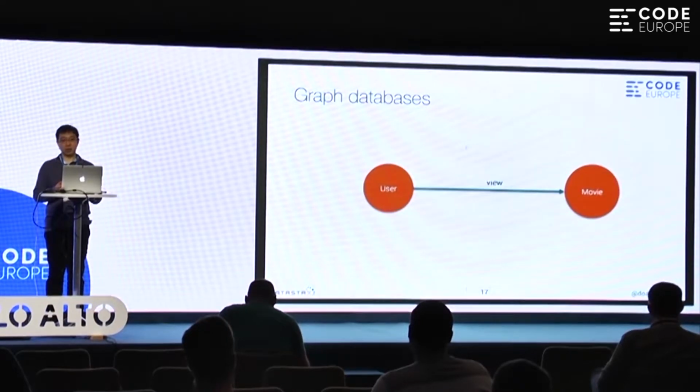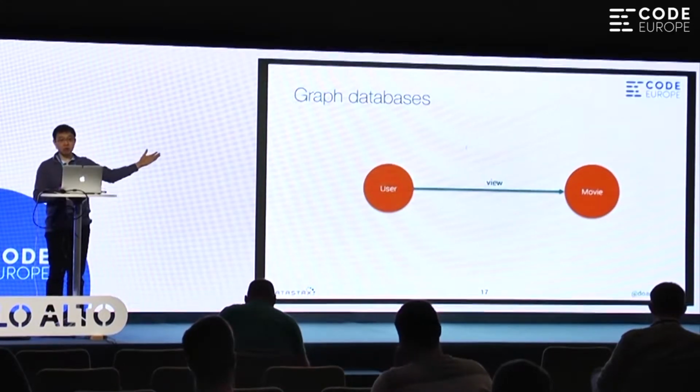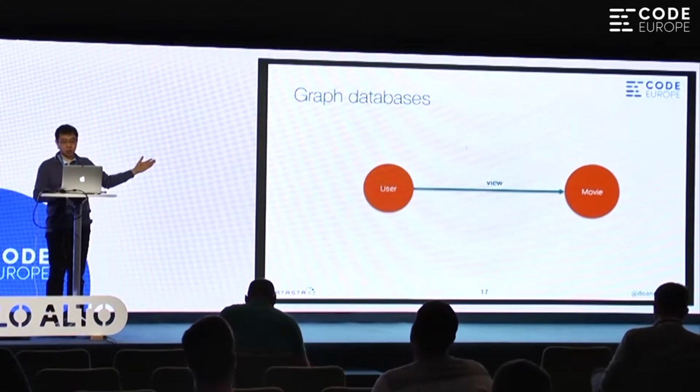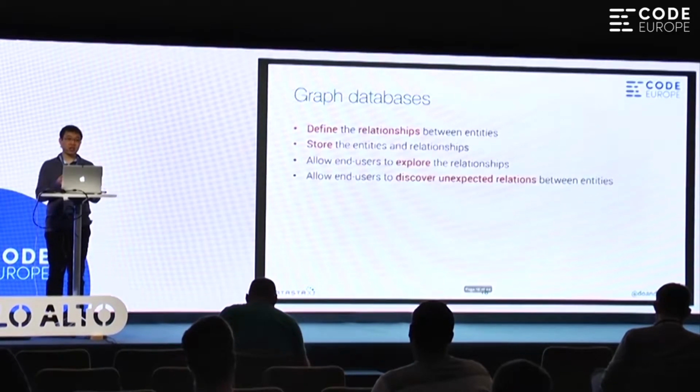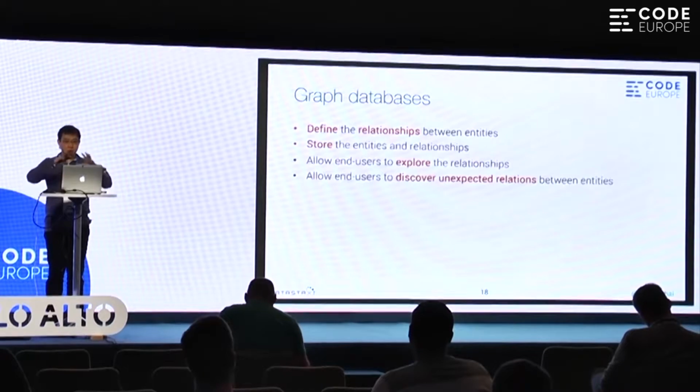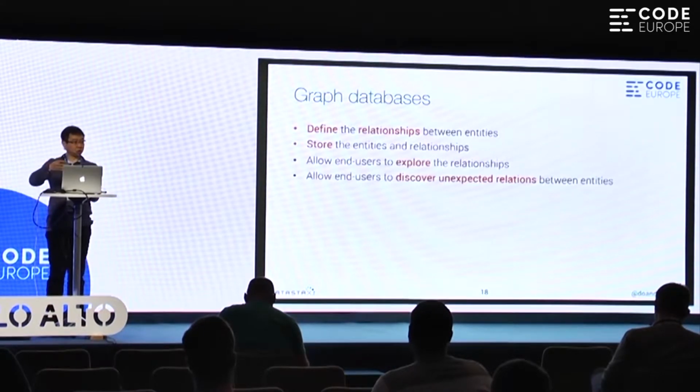With graph databases, you can do the same thing, right? Here, you have a user vertex, a movie vertex, and a connection between the user and the movie with an edge view. So with a graph database, you can do the same thing, define the relationships, store the entities and relationships. You can also allow the user to explore all the relationships and also to discover unexpected relations. So, for example, you are doing some query and you discover some unexpected connections between those vertices. I will show it in an example with my demo later.